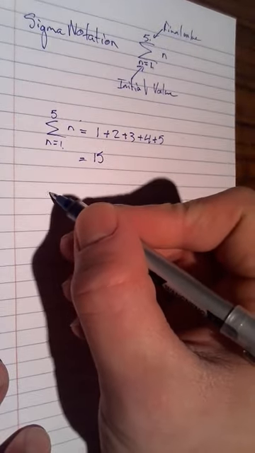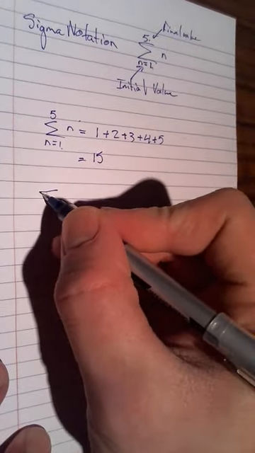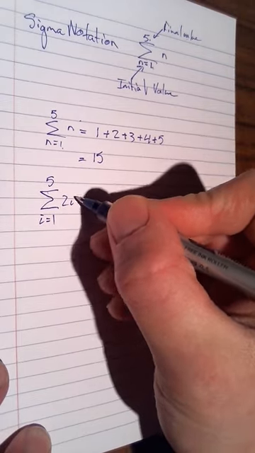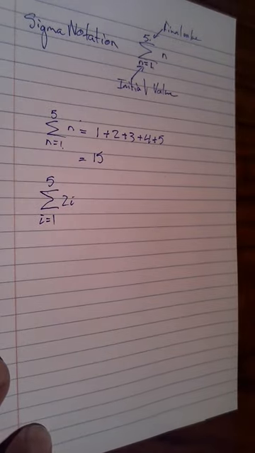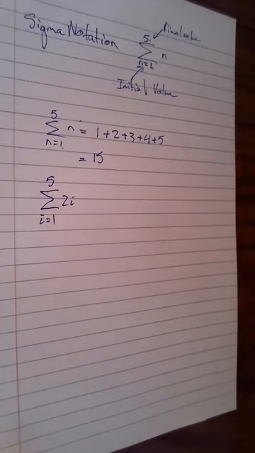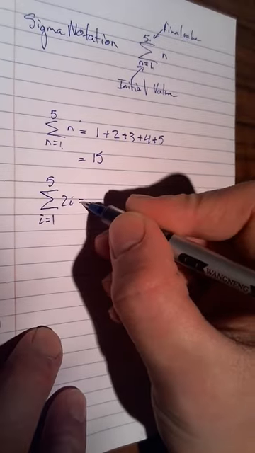Let's try another example. Let's consider the sum from i equals 1 to 5 of 2i. Hit pause for a second on this video and think about what this might actually become. And now that we're back, we'll take a look at what this becomes.